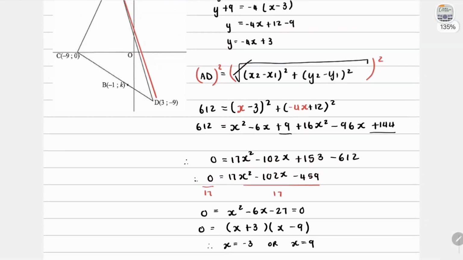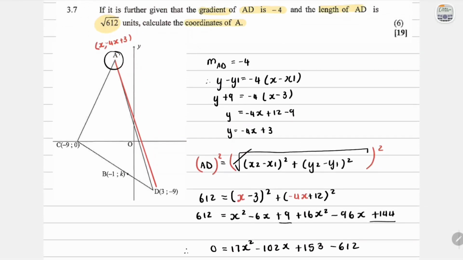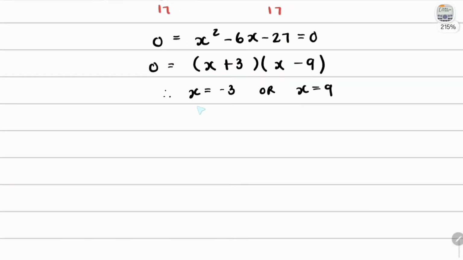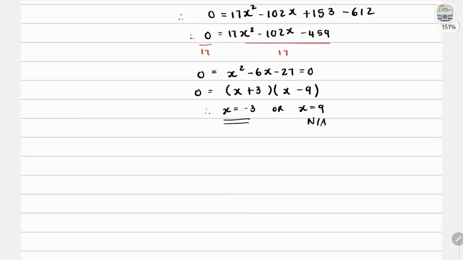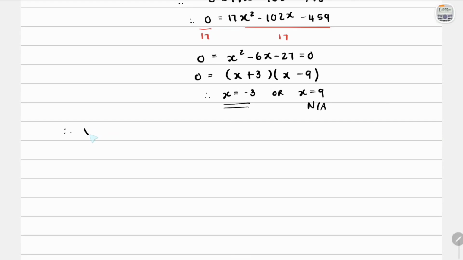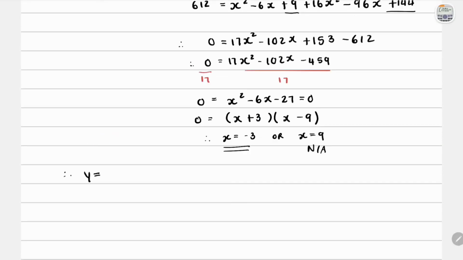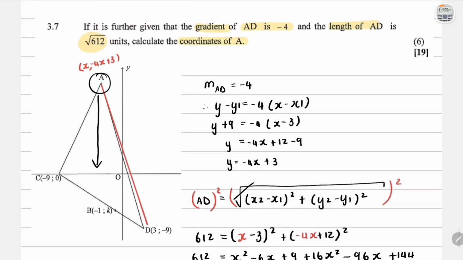Now, based on our diagram, and seeing that A is in the second quadrant, then the x value is negative. So x is equal to negative 3. So we're not going to use this one. So we can just say this is not applicable. And then we can say y is equal to find the y value, because we need the full point.